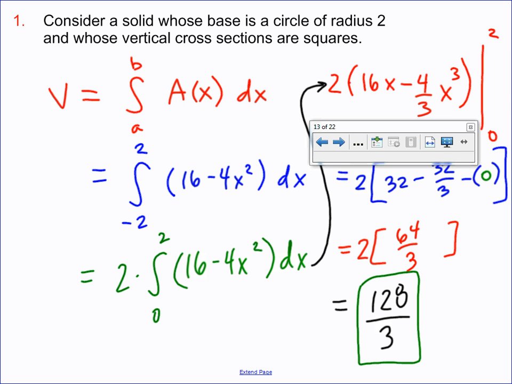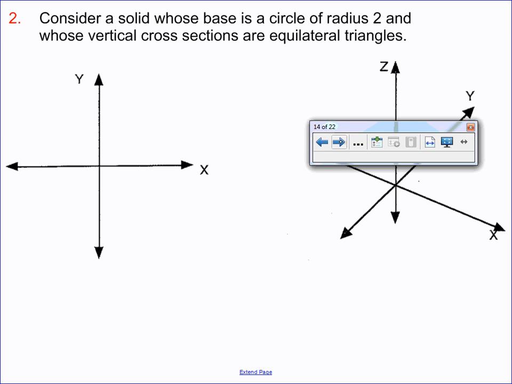Wow. Who knew? 42 2/3 cubic units of space enclosed in that paperweight. Wow. What else can we do?